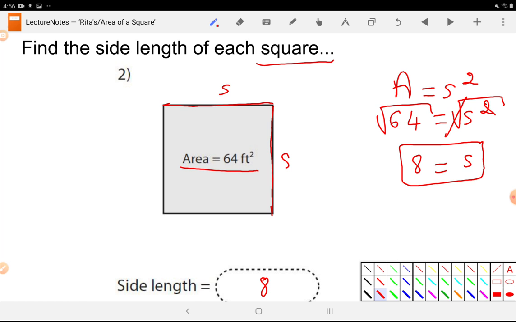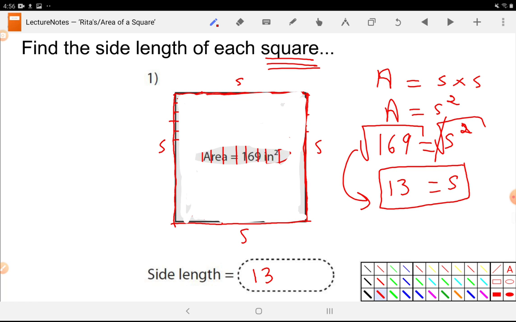I did not focus on this on the previous problem, but remember to put the units: 8 feet. So if I were to go back here, this is going to be 13 because we're working with square inches. This will be in inches.